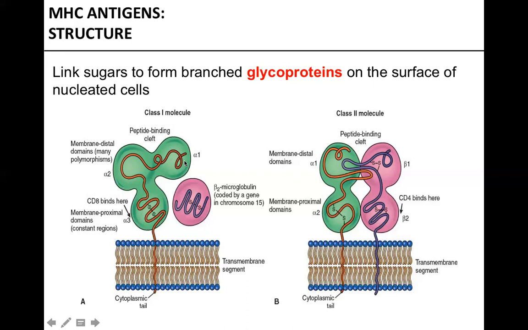So, like I said, MHC1 and 2 are coded for on chromosome 6, with the exception of the beta chain in class 1, which is actually coded for separately on chromosome 15, but we'll be focusing on chromosome 6.